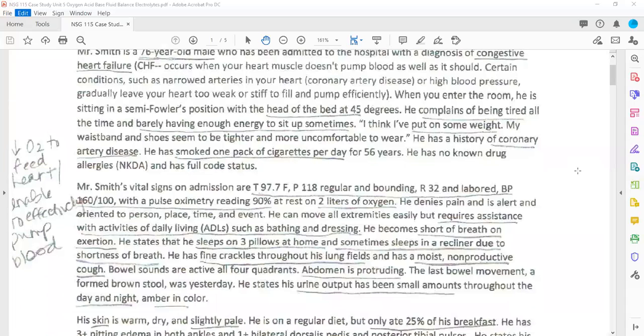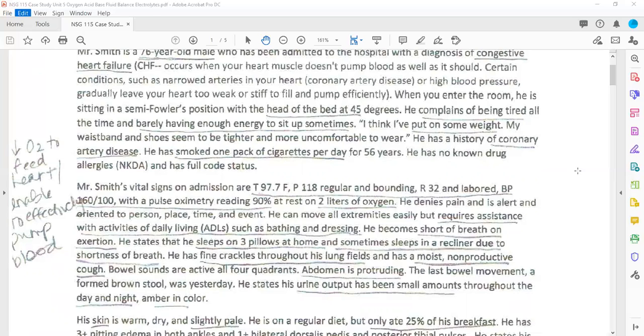Okay. So Mr. Smith's vital signs on admission: 97.7 temperature, that's normal. Pulse of 118, regular and bounding. I'm glad it's a regular rate, but 118 is high and it's bounding, which means it's working really hard and pumping hard through those blood vessels. Respiratory rate is 32 and labored. So it is an increased rate and he's having difficulty with breathing.